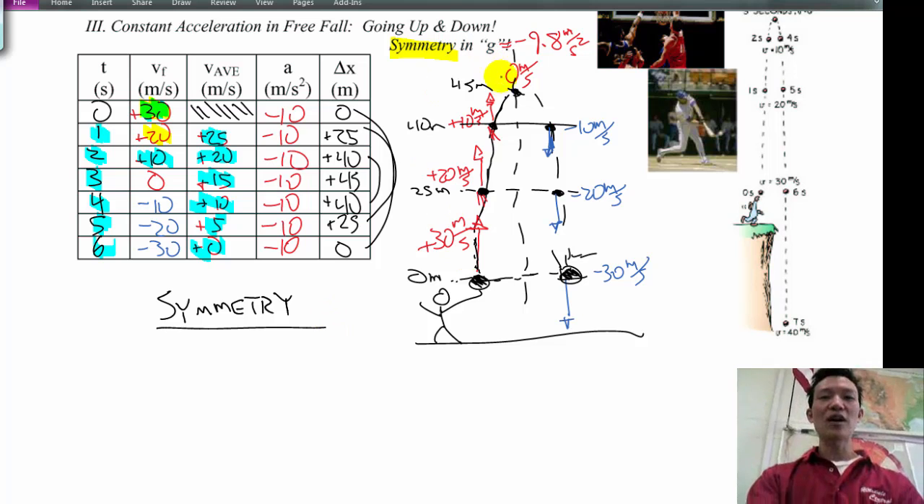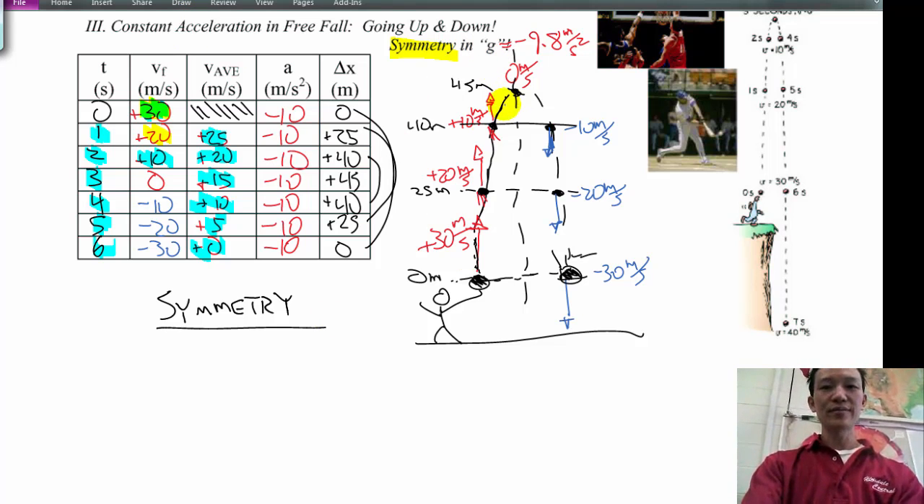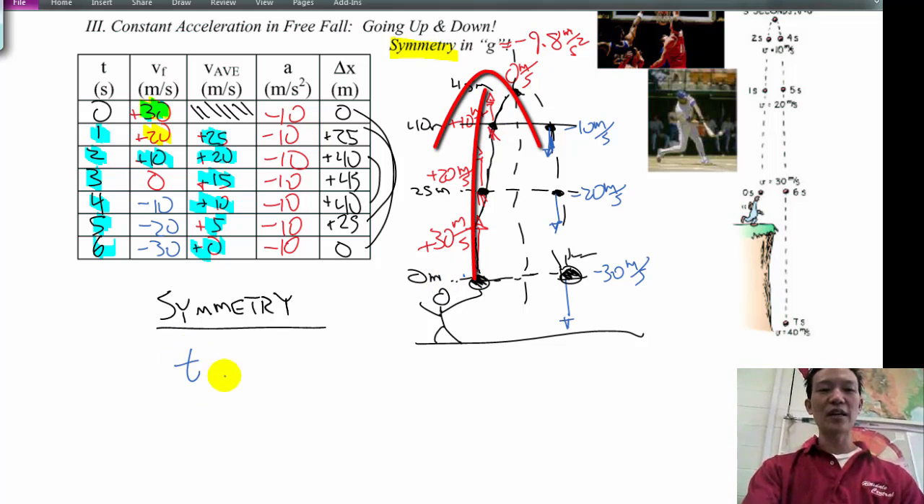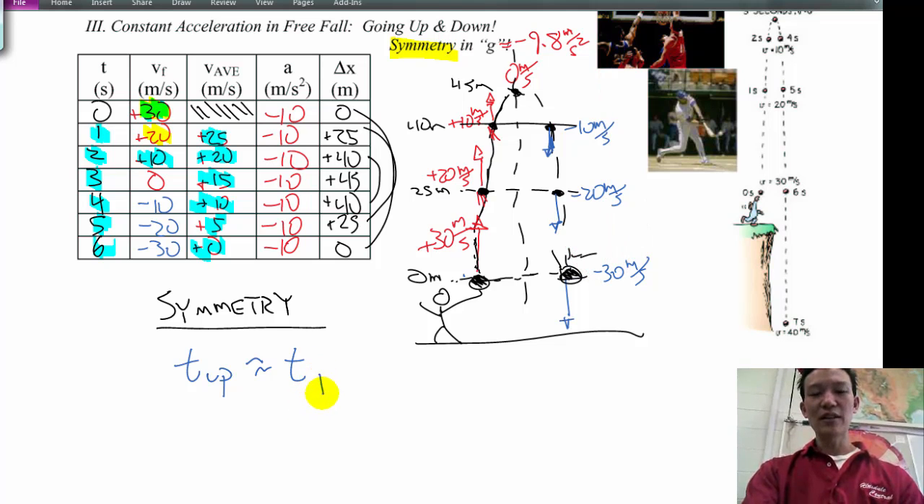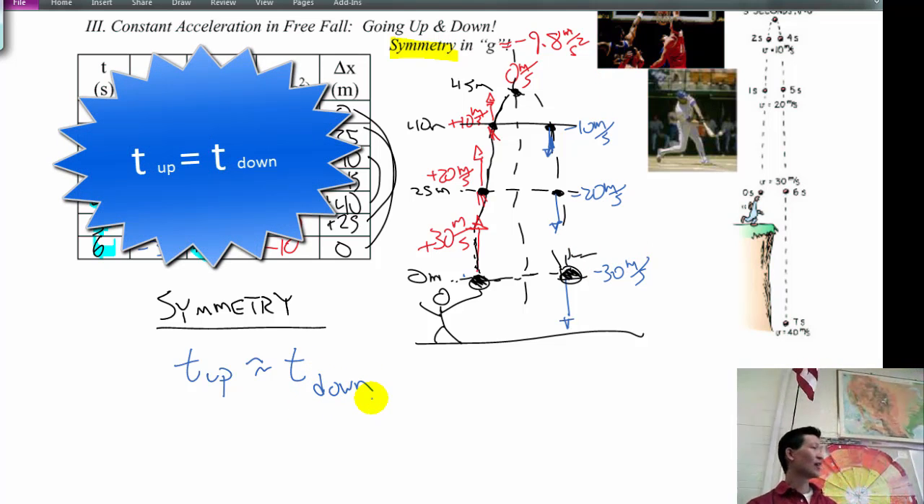If it took the ball, how many seconds to get to the peak? It went up, let's see, right? 1, 2, 3 seconds to the peak. How much to come back down? 3 seconds. So if you take off and return to the same level, the time up is symmetrical to the time down. You see that? So how does this help you?